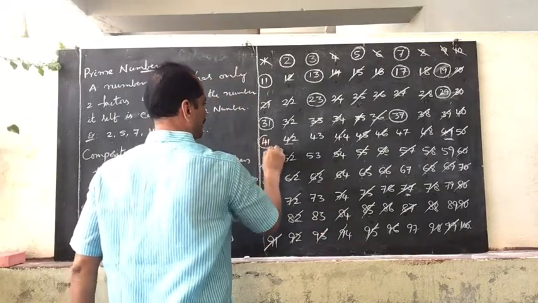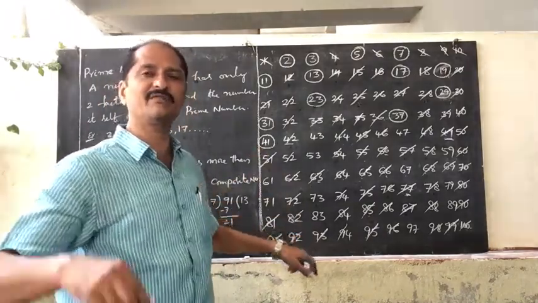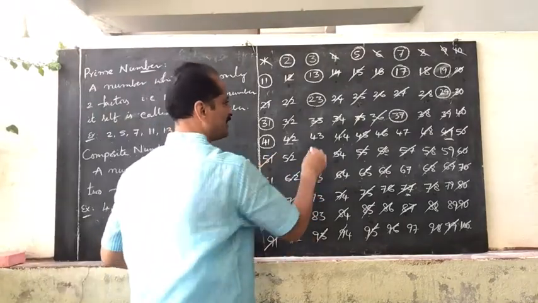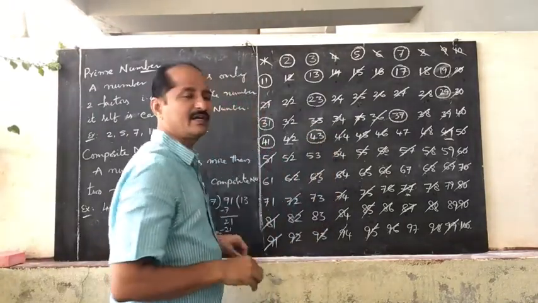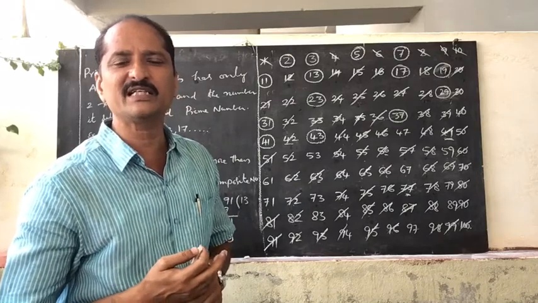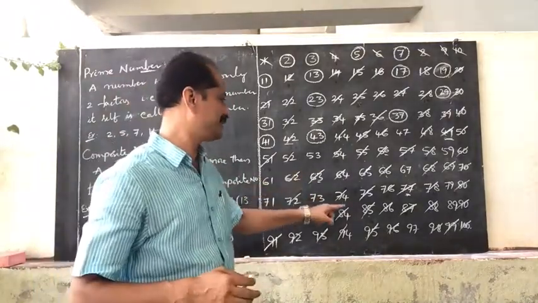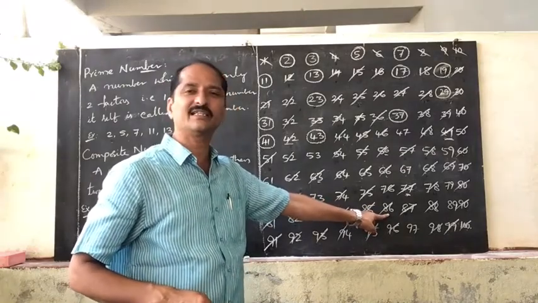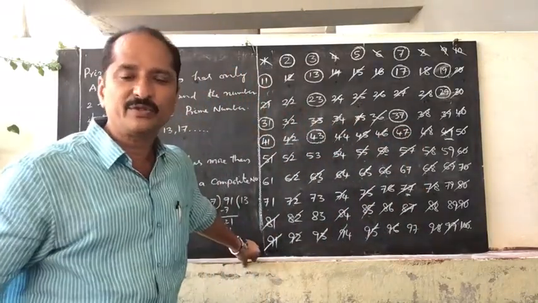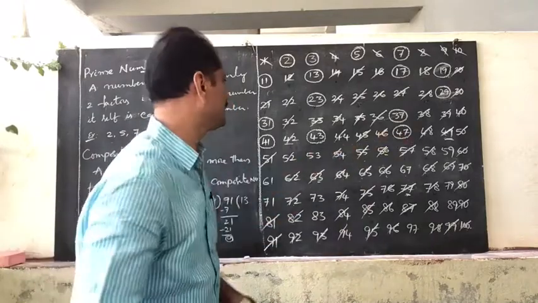41 is the next prime number. 41 twos are 82, already completed. 41 threes are more than 100, so leave it. After 41, the next prime number is 43. We are striking out multiples of 43, because all the multiples of 43 have a third factor, so they are composite numbers. 43 twos are 86, already over. 43 threes are more than 100, so leave it. The next prime number is 47. 47 twos are 94, already completed. 47 threes are more than 100, leave it.